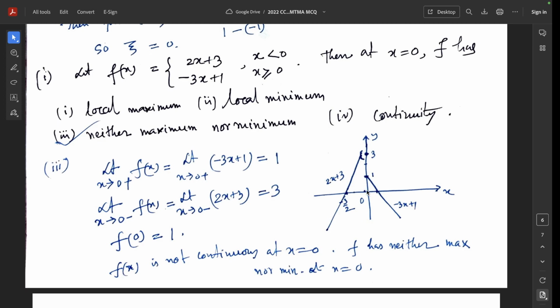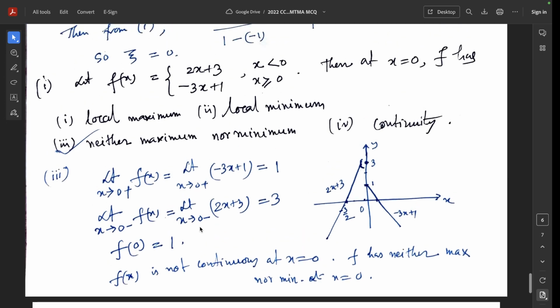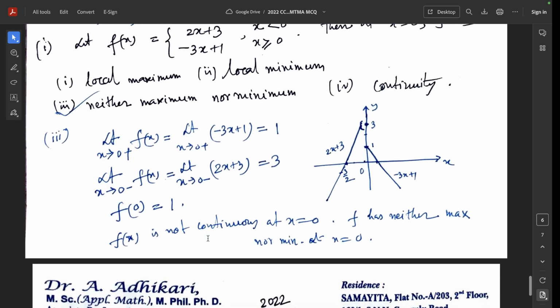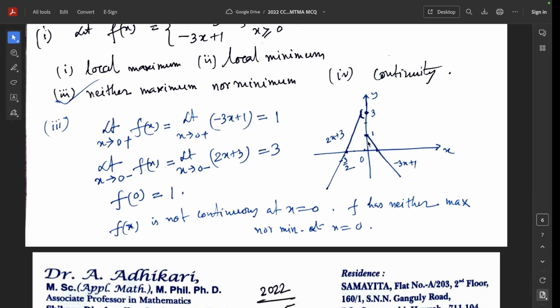So the right hand limit as x tends to 0 plus, we get 1, and the left hand limit of this function is equal to 3, and the value of the function at the point 0, f(0) equal to 1. So f is not continuous at x equal to 0, and obviously f has neither maximum nor minimum at x equal to 0.